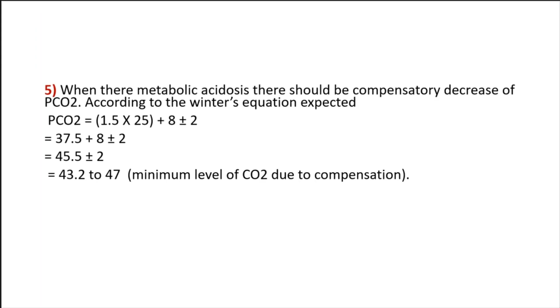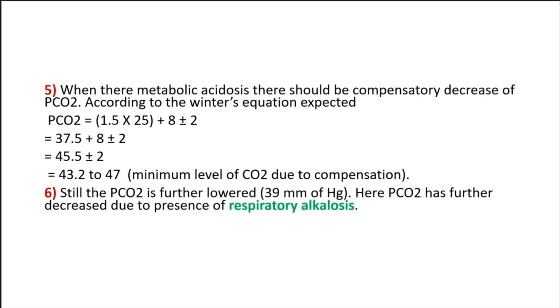5. In metabolic acidosis there should be compensatory decrease of PCO2. According to Winter's equation, expected PCO2 equals 1.5 multiplied by 25 plus 8, plus or minus 2, equals 37.5 plus 8, plus or minus 2, equals 45.5 plus or minus 2, equals 43.5 to 47.5, the minimum level of PCO2 due to compensation. 6. Still the PCO2 is further lowered, 39 mm of Hg.